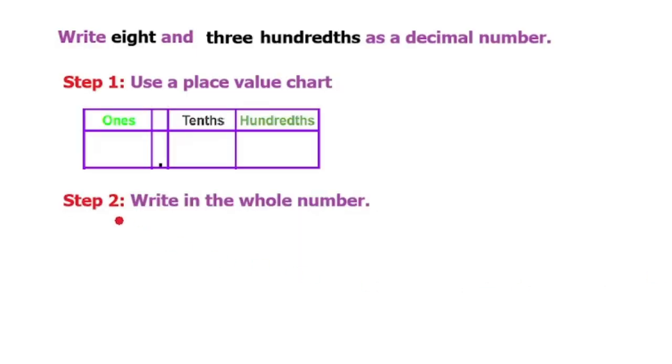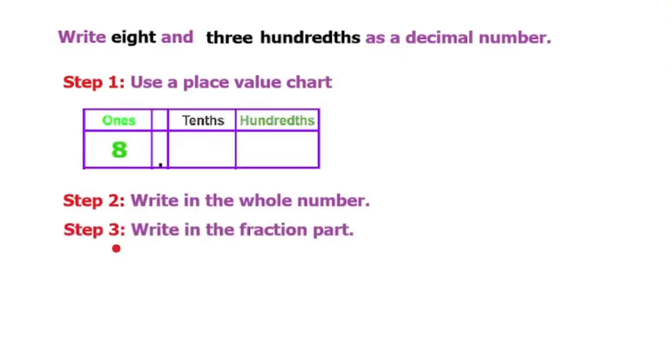So step 2, write in the whole number. So when we look at this, we know that 8 is a whole number. Because 3/100ths is associated with this wording, we know that this is the fraction part. So first let's put in the 8, and we put the 8 into the ones, okay?